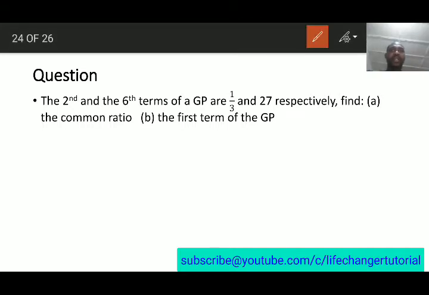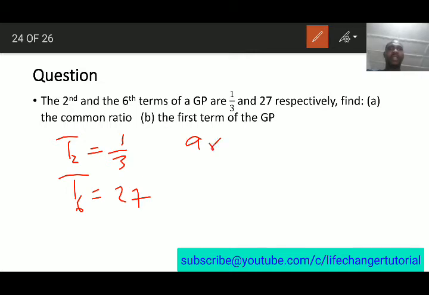Now the next question here, it says the second and the sixth terms of a GP are 1 over 3 and 27 respectively. We are asked to find A, the common ratio, and then B, the first term of the GP. This is also simple. First of all, the second term, which is T2, is equal to 1 over 3, and the sixth term, which is T6, is equal to 27. Now, we know that T2, the second term, should be written as AR, so we can say AR is 1 over 3. And the sixth term here can be written as AR^5, and AR^5 is 27. We can call this equation 1 and equation 2.